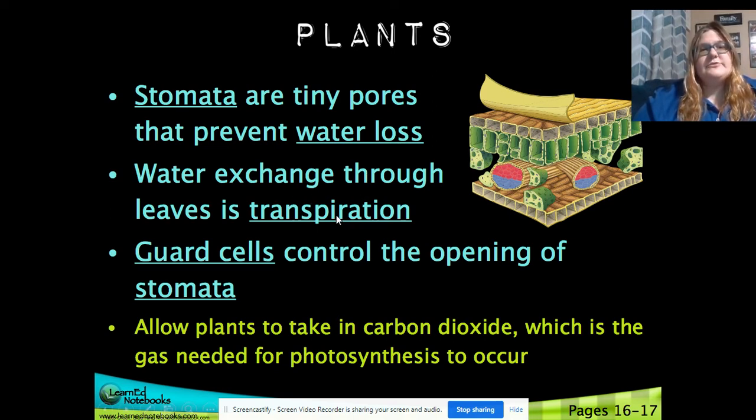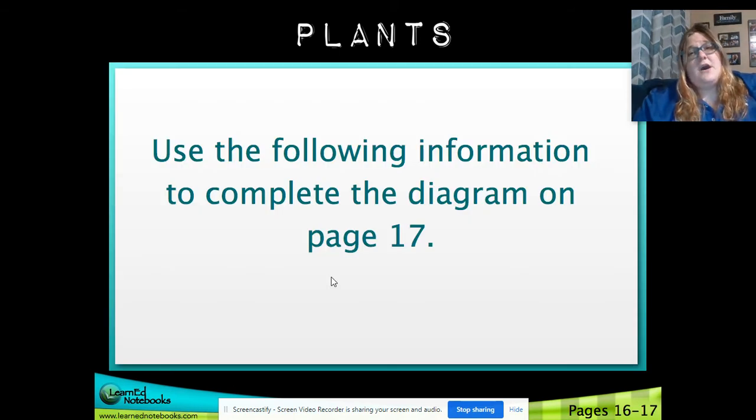Water exchange through leaves is transpiration. So when the water does leave the plant, we call it transpiration. Guard cells control how open or closed those little cells get. It allows plants to take in carbon dioxide, which is what they need for photosynthesis to occur. If there's harmful gases around, it's not going to open that much. If they didn't need a lot, it's going to open a lot.